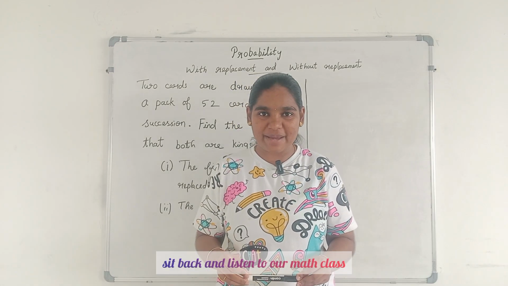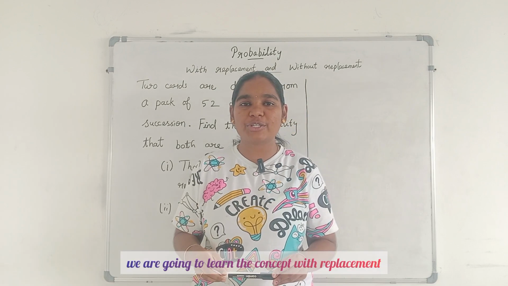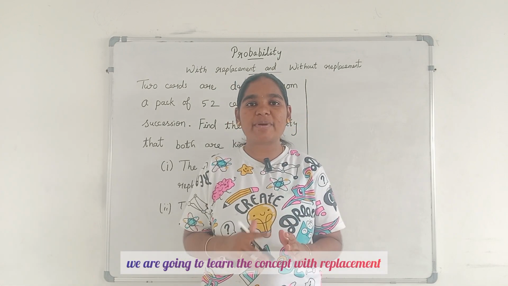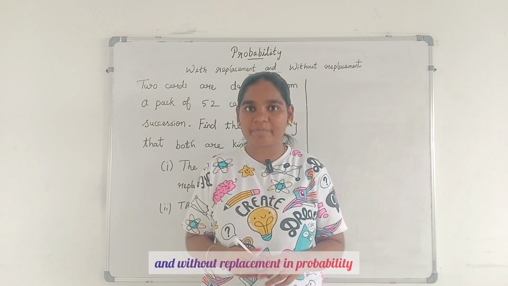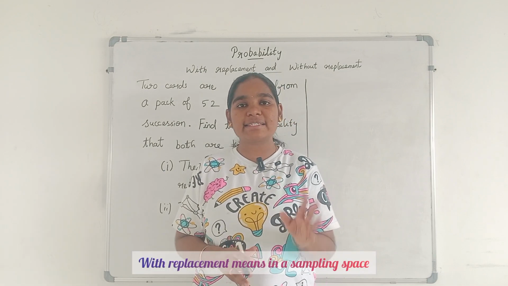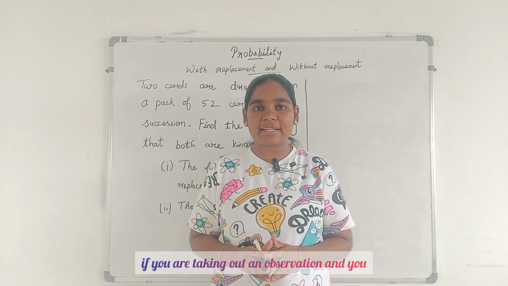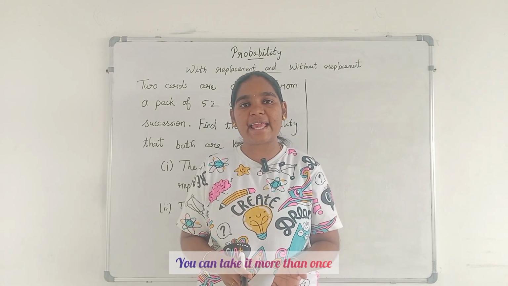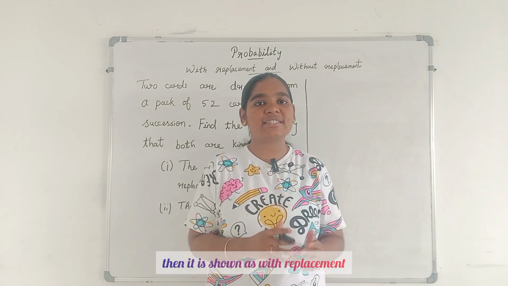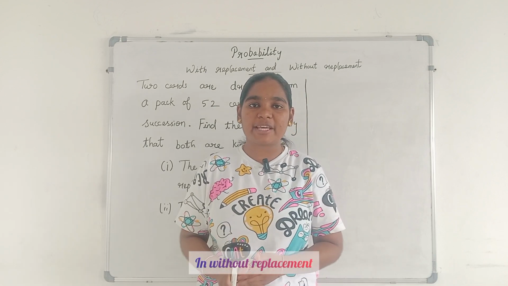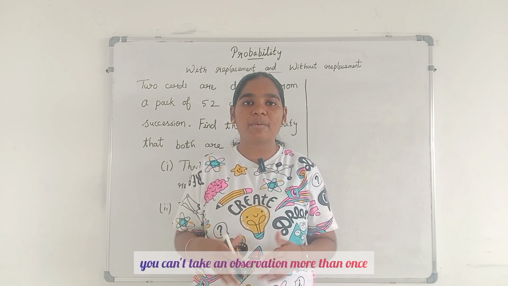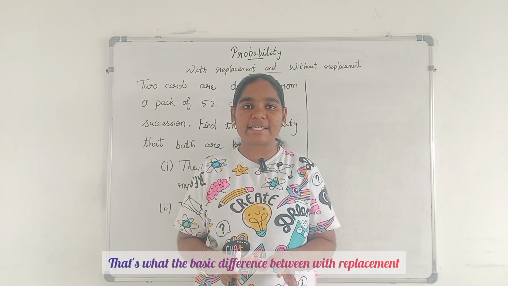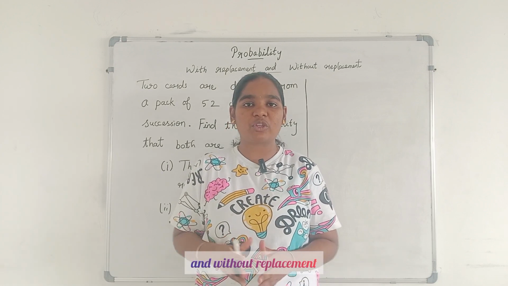Sit back and listen to our math class. In today's class, we are going to learn the concept of with replacement and without replacement in probability. With replacement means in a sampling space, if you are taking out an observation, you can take it more than once. In without replacement, you can't take an observation more than once. That's the basic difference between with replacement and without replacement.